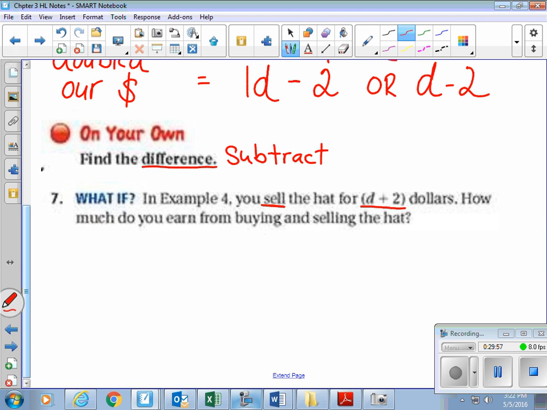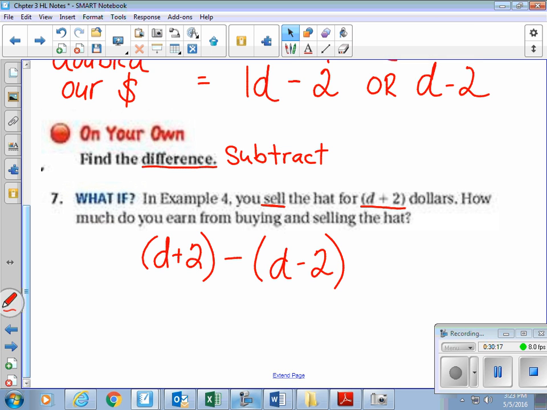So now for my earnings, I've got my selling price, which we now see as D plus 2, minus, we're finding the difference, my purchase price, which was D minus 2 as well. Nothing is being distributed, so we can go right to keep, change, opposite. D plus 2 is my keep. We change from subtraction to addition. We change the opposite of each term in my second expression. The opposite of D would be negative D. The opposite of minusing 2 would be to add 2. We can now look for some like terms.